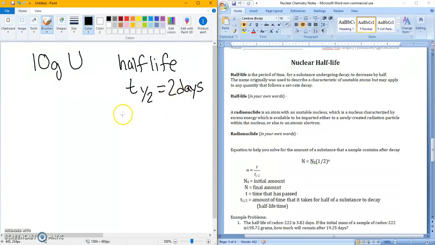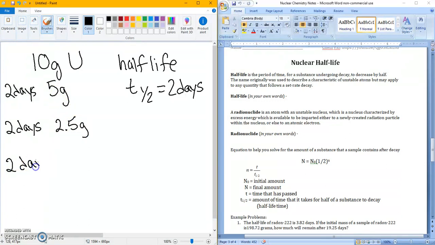But if it's 2 days, after 2 days only half of my substance will be left, 5 grams. After 2 more days, only 2.5 grams will be left, because that's half of 5. And then after 2 more days, it'll be 1.25 grams, because that's half of 2.5. So half-life is how we measure how fast a radioactive substance goes away or decomposes.